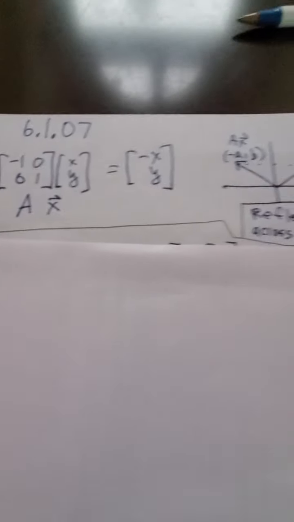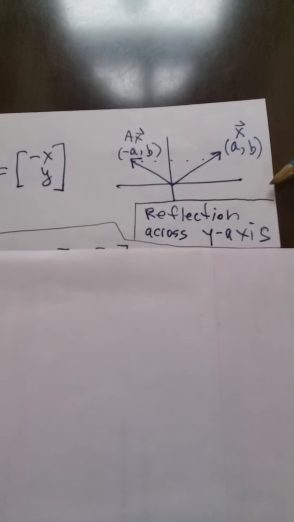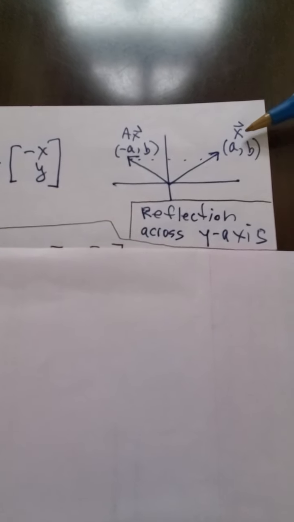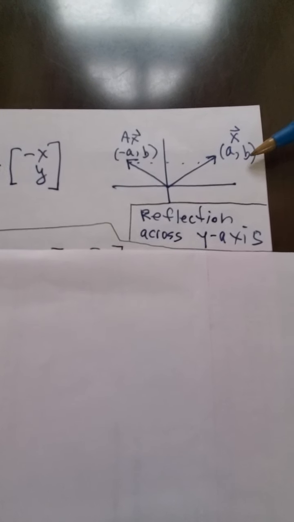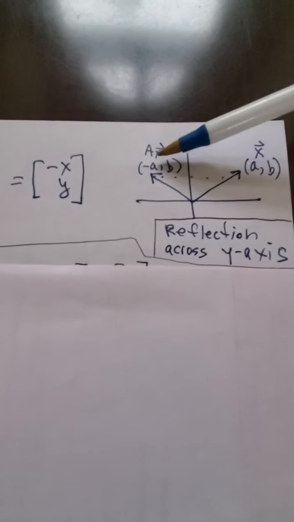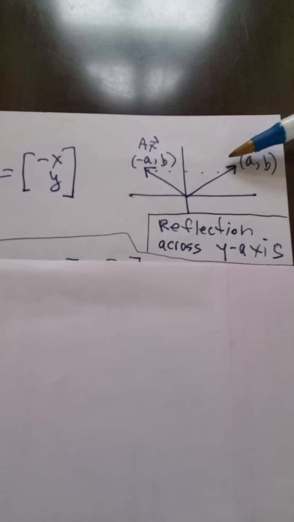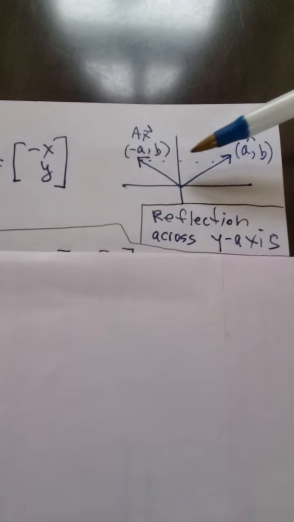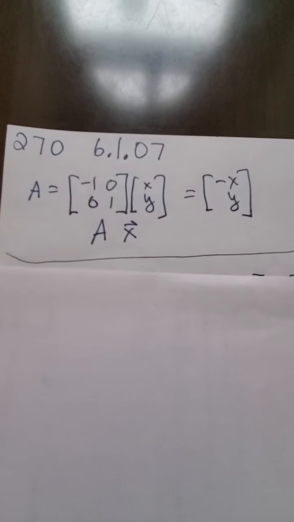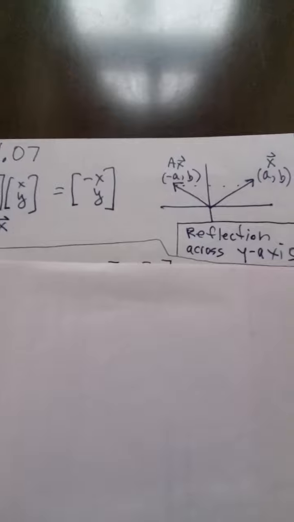But what does that mean? It means that if I have a vector x, which is a comma b, and I multiply it by this matrix, I get here negative a, b, but this is a reflection across the y-axis. So here's a linear transformation which winds up being a reflection across the y-axis.